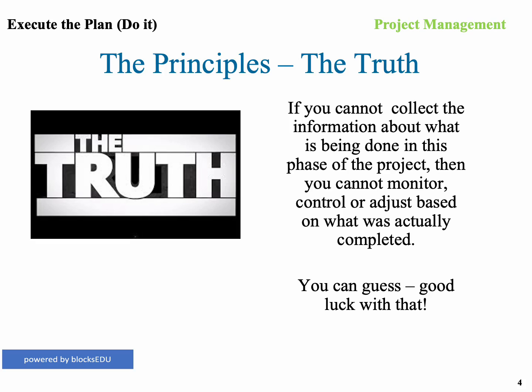Now that you have an overview of the principles, I want to tell you a truth about them. They're all based on you gathering information about what is actually taking place when you're executing the project. If you cannot collect the information about what is being done in this phase, then you cannot monitor, control, or adjust based on what was actually completed. You can guess, and I only have one thing to say: good luck with this. So the reality is, if you can't track what people are actually doing, it's probably a wasted effort to do monitoring, controlling, and adjustments in this phase. Just let it happen. Just like Nike says, just do it.